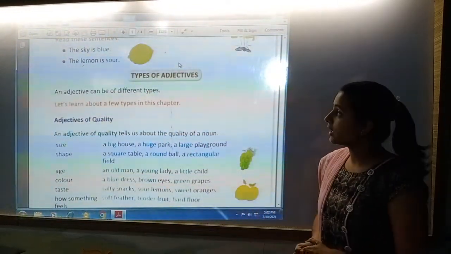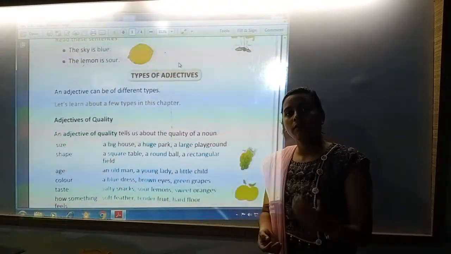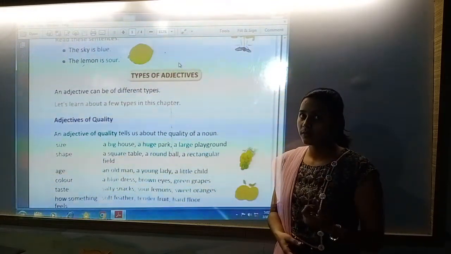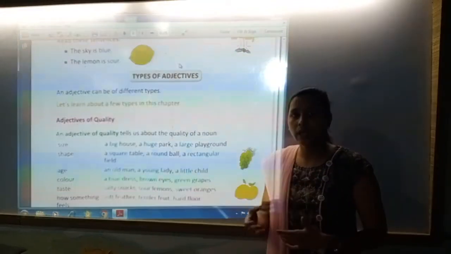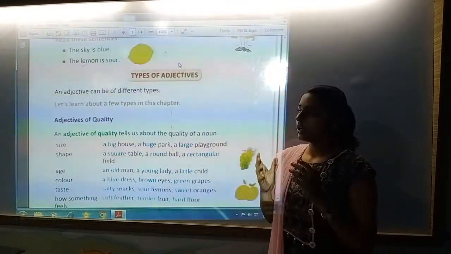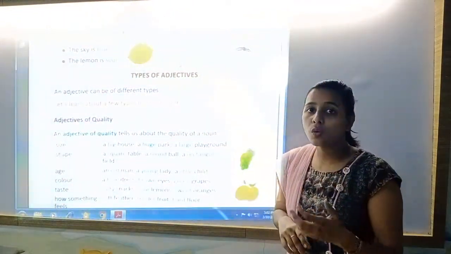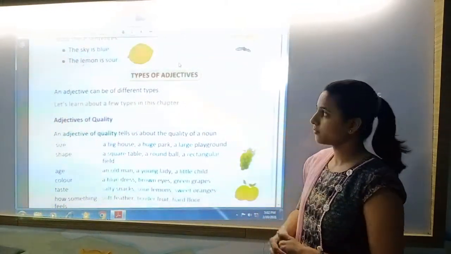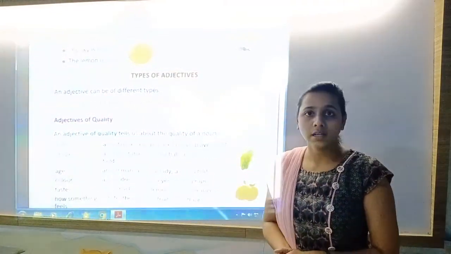Now let me make it clear how you can identify the noun and adjective. When you ask the question what or who, the answer will be your noun. And when you ask the question how, how much, how many, the answer will be describing word or adjective. So in this example you can see when you ask what or who, the answer you get is noun. What is blue? Sky. What is sour? Lemon. So sky and lemon both are nouns.